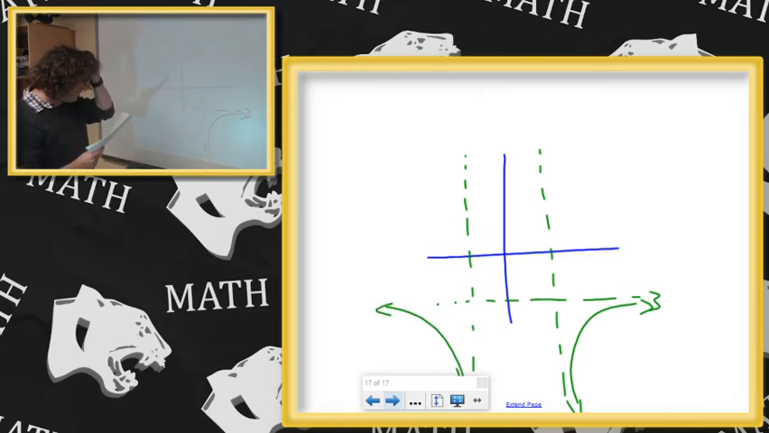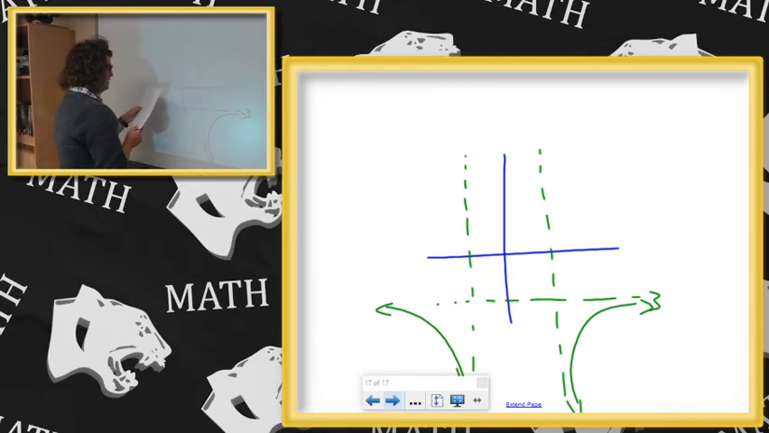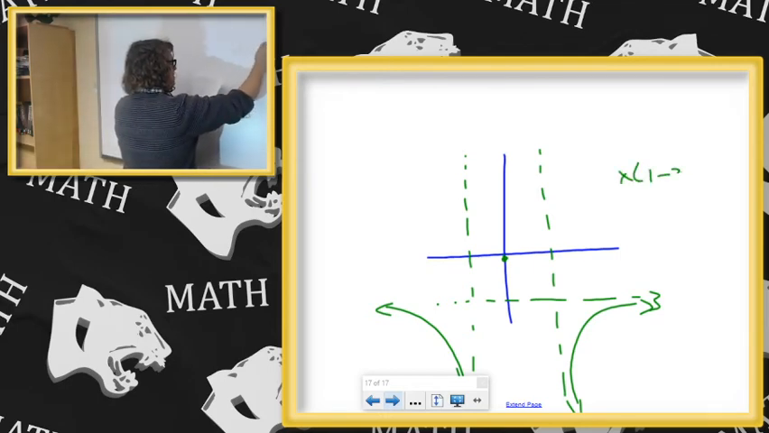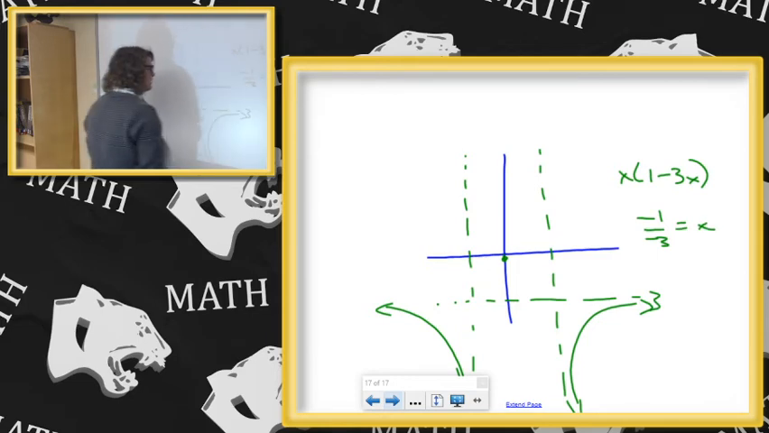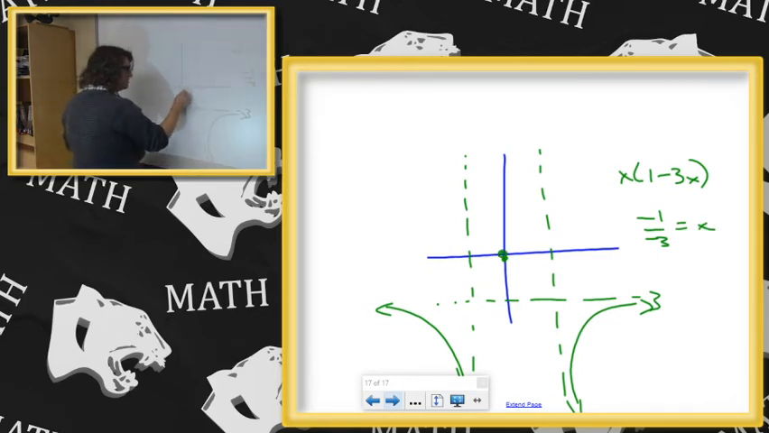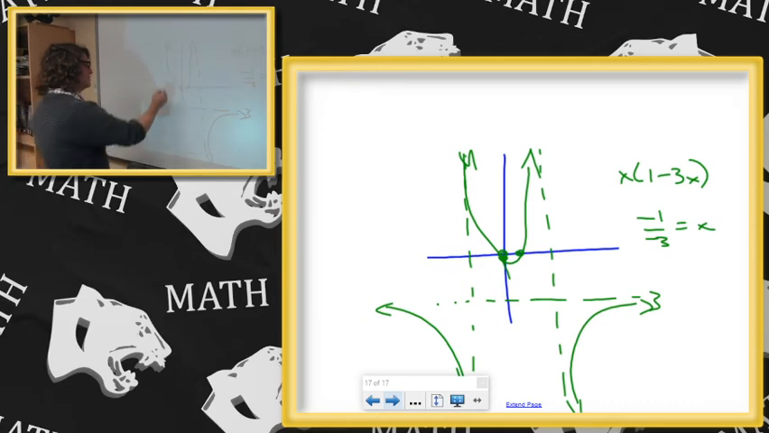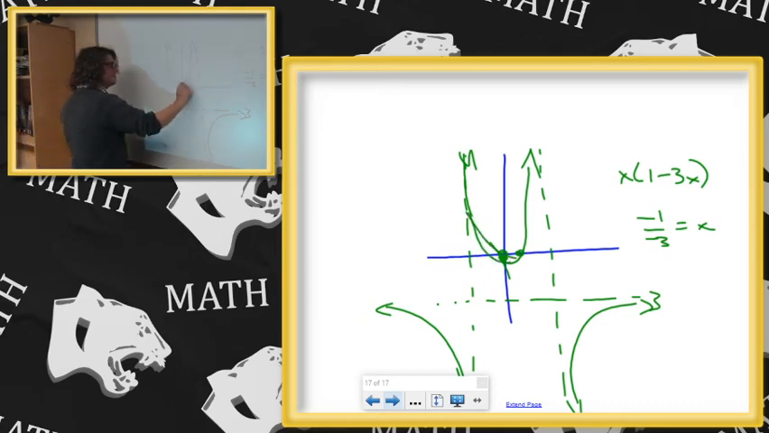It's going to have intercepts at 0, and I got it actually. So x times 1 minus 3x. So it's at +1/3. So there's another intercept somewhere over here. So you're probably looking at like that. And, well, except for not quite as butchered there.